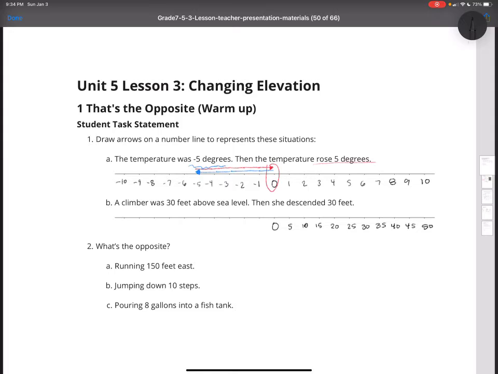Then to the left side of 0, I'm going to write those same numbers, but they're going to be negative: negative 5, negative 10, negative 15. And guys, your number lines will probably be easier to write with. Mine is small, so it's kind of hard for me to write, but we're going to figure it out.